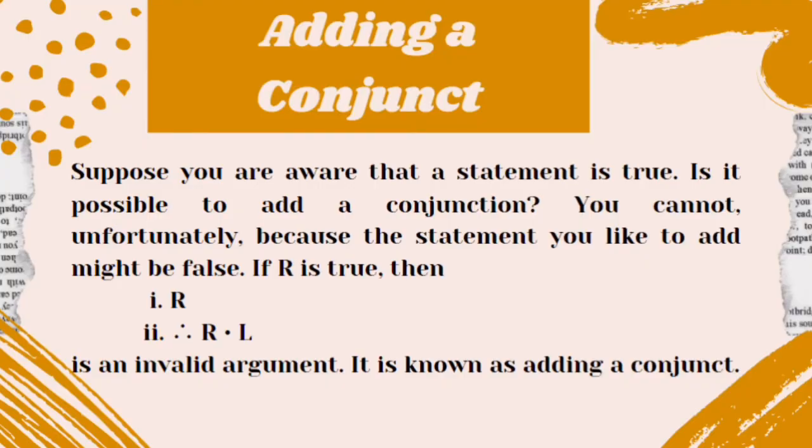Adding a conjunct. Suppose you are aware that the statement R is true. Is it possible to add a conjunction? You cannot, unfortunately, because the statement you would like to add might be false. If R is true, then premise 1, R. Conclusion, therefore, R and L. It's an invalid argument. It is known as adding a conjunct. Remember that you can make a conjunction if you are certain that both statements are true. A conjunction cannot be formed by adding a statement L with an unknown truth value.